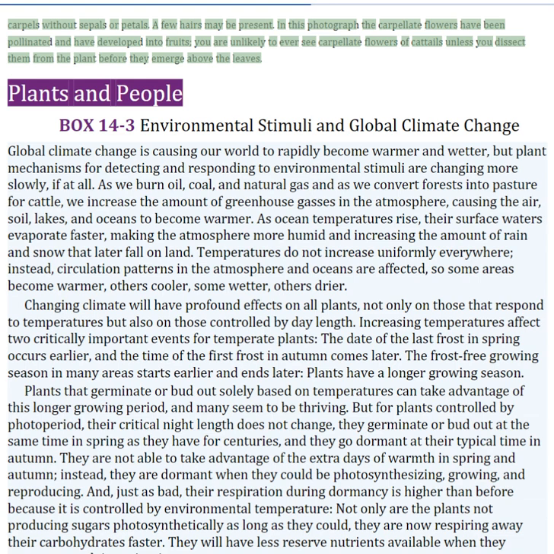In this photograph, the carpellate flowers have been pollinated and have developed into fruits. You are unlikely to ever see carpellate flowers of cattails unless you dissect them from the plant before they emerge above the leaves.